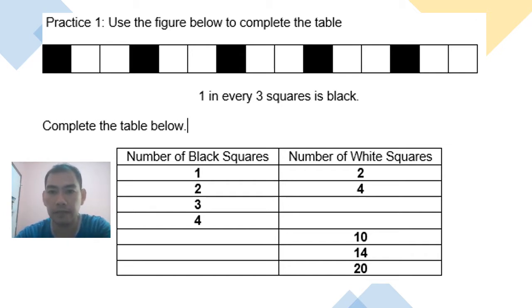The figure tells us that 1 in every 3 squares are black, while the rest are white. So therefore, if there is 1 black, there are 2 white squares. If there are 2 black squares, there are 4 white squares. Try to find out how the pattern of numbers goes, or what number was multiplied. Then complete the table. Your 30 seconds starts now.